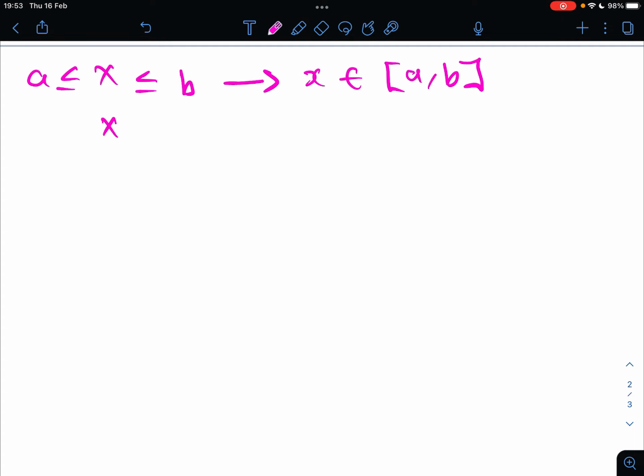So if you have x greater than or equal to a and less than or equal to b, this is interpreted in interval notation as saying x is an element of open square bracket a to b, then you close your square bracket like that. Then what if now you have just x greater than a and less than b? You see that? So here this can be interpreted as saying x is an element of a to b.